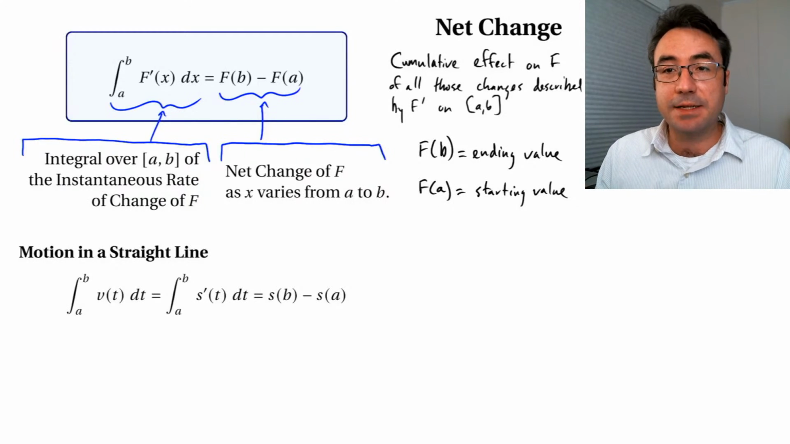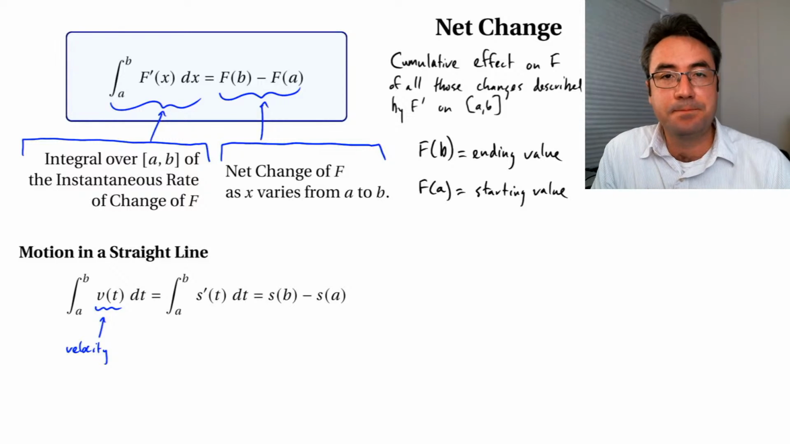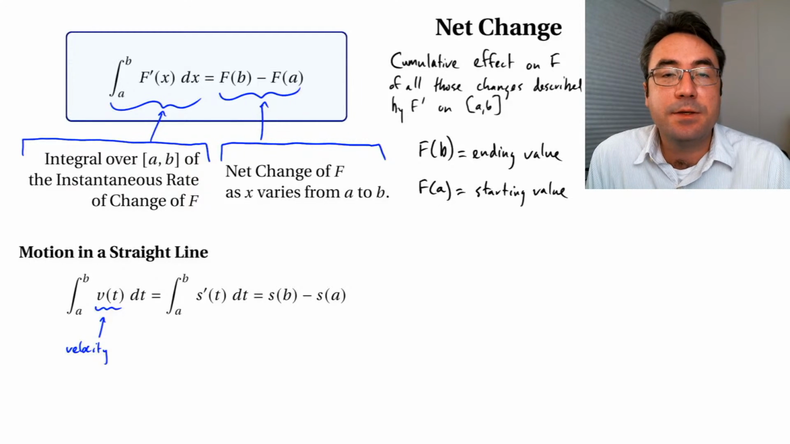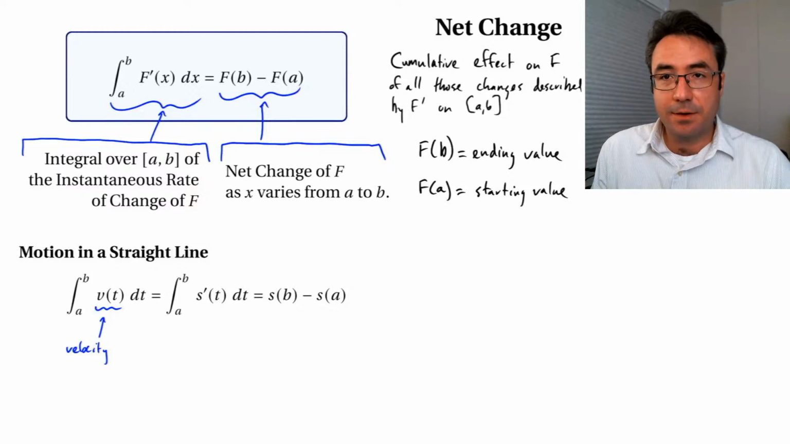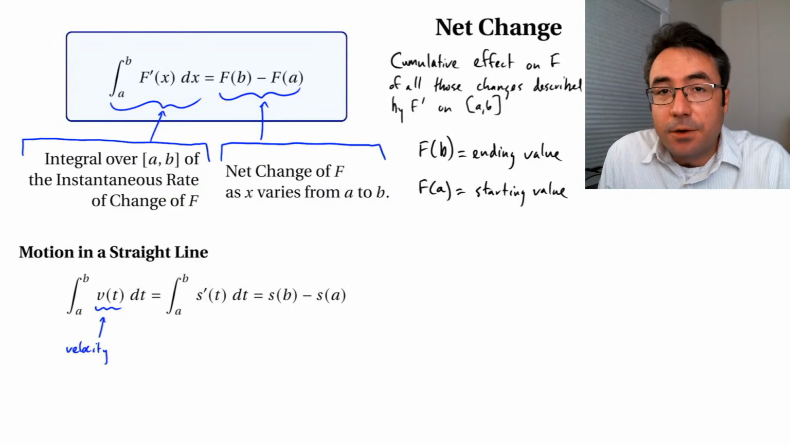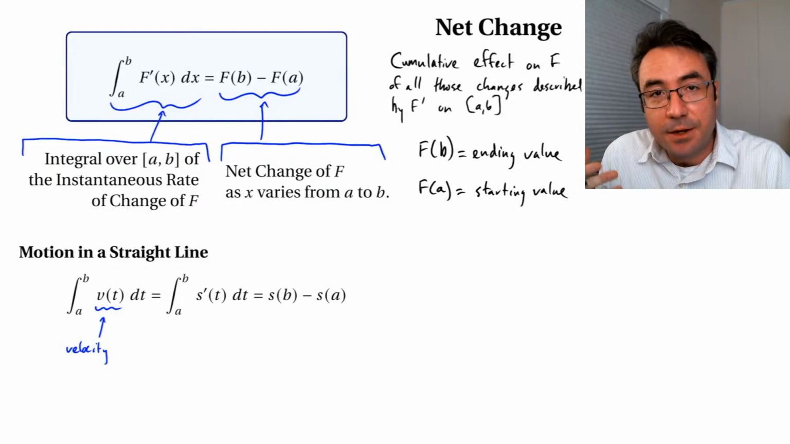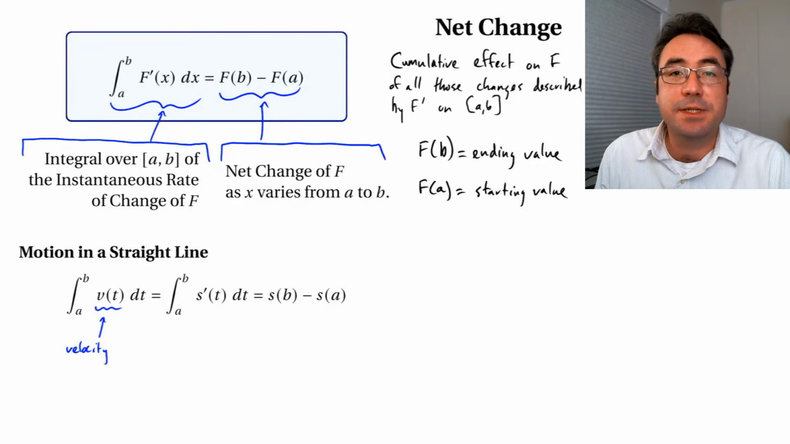We might be integrating our velocity function over some time interval. And we know velocity, we talked about this a little bit ago, is the derivative of our position function. And so if we were to reframe this net change formula in the context of position and motion in a straight line, the integral of f prime, integral of a derivative, the antiderivative of s prime is just s. We plug the top number in, plug the bottom number in, and we subtract.